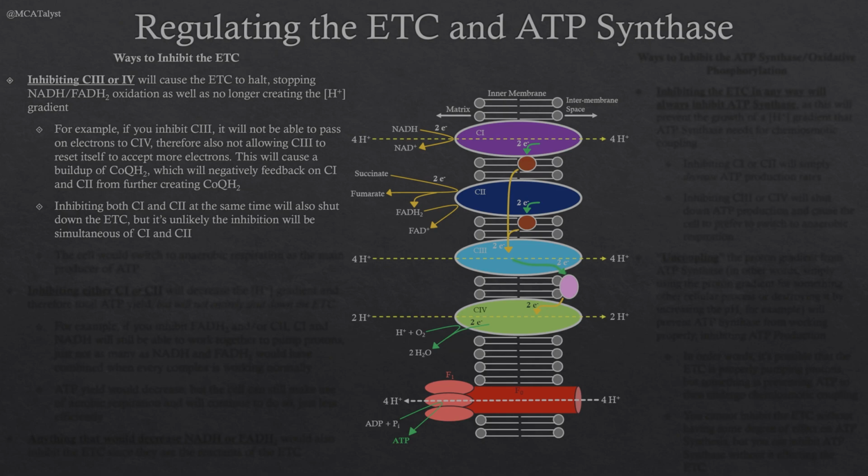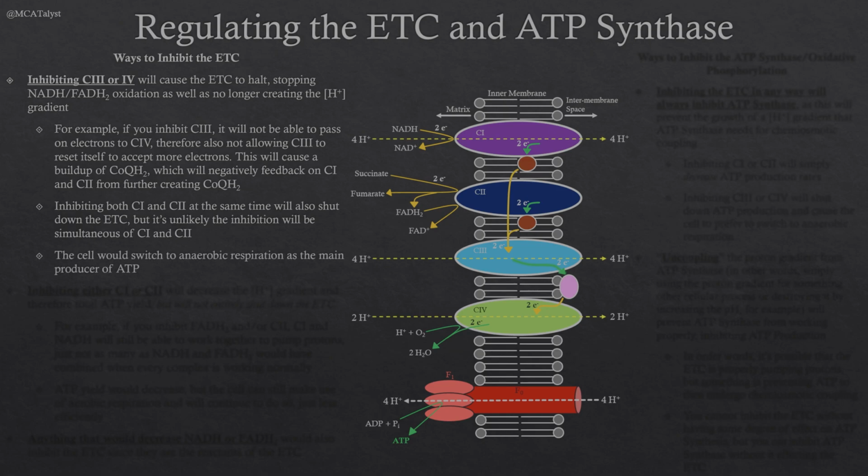Additionally, if you happen to inhibit both complex 1 and 2 at the exact same time, that is also going to entirely shut down the ETC. Complexes 1 and 2 are both of the entry points for electrons into the ETC, so it should make sense that if we inhibit both of them at the same time, even though it's unlikely, this is going to prevent any of the electron transport chain from working. No protons are going to be pumped.